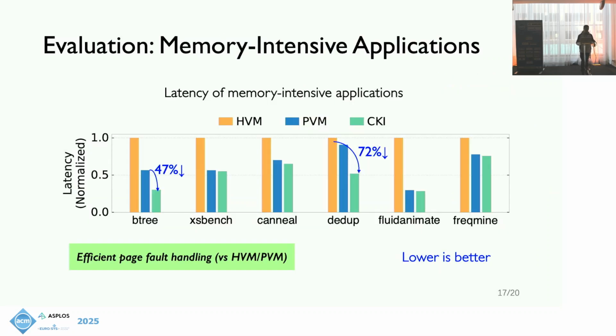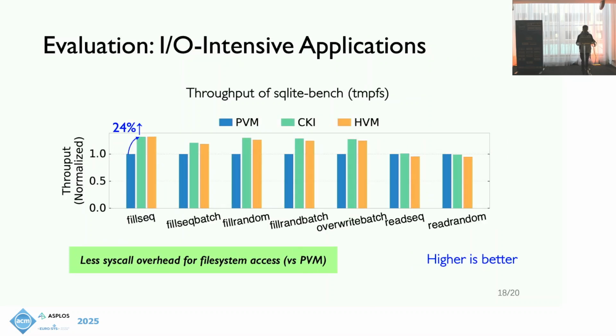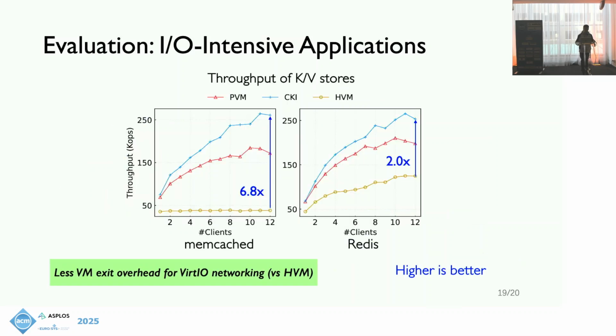CKI could reduce the end-to-end latency of memory-intensive applications by up to 47% and 72% compared with PVM and HVM, thanks to the efficient page fault handling process. CKI could also increase the throughput of SQLite bench by up to 24%, as it reduces the system call overhead for file system access. Compared with HVM, CKI increased the throughput of Memcached and Redis by up to 6.8 times and 2.0 times, as it reduced the VM exit overhead for virtual networking.